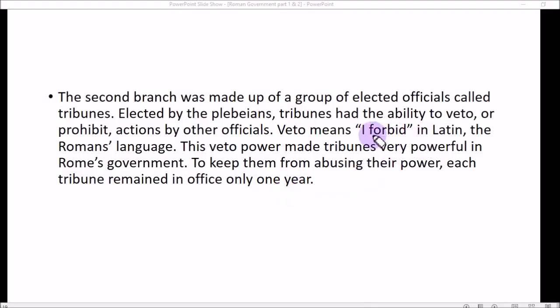Our word is I forbid. Yeah, and that's basically what veto meant. This veto power is still around. We got it from the Romans. Tribunes, these are guys who are elected by the plebeians. And these guys were pretty powerful because they had the ability to veto. Let's see. Prohibit means to deny, stop from doing. Remember, Latin was the Romans' language. Abusing. Know what that means? Sure we do.